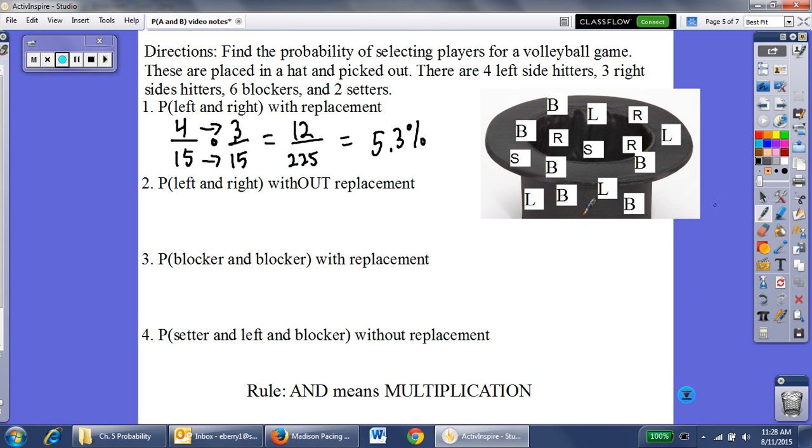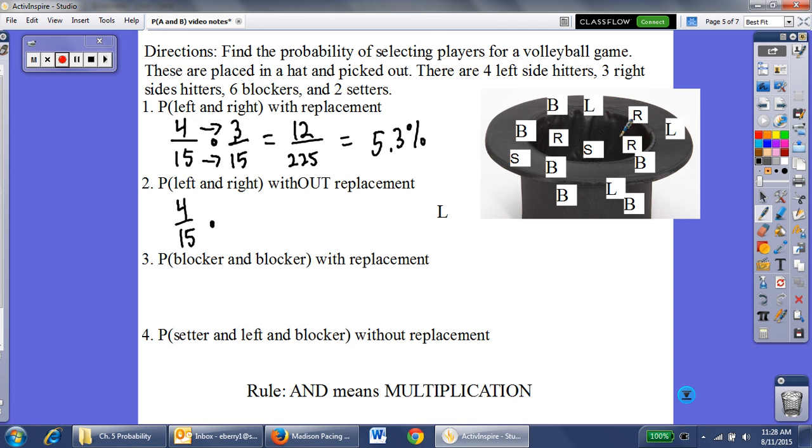So what is the probability of getting a left side hitter and then a right side hitter without replacement? So same thing as before, we have 4 out of 15 because in this hat there are 4 left side hitters. So we take this out because we drew out the left side hitter, just like it says to do. And now it says without replacement. So I'm not putting the left side hitter back in, I'm going to keep him out here because I drew him out. And now what's the probability of getting a right side hitter?